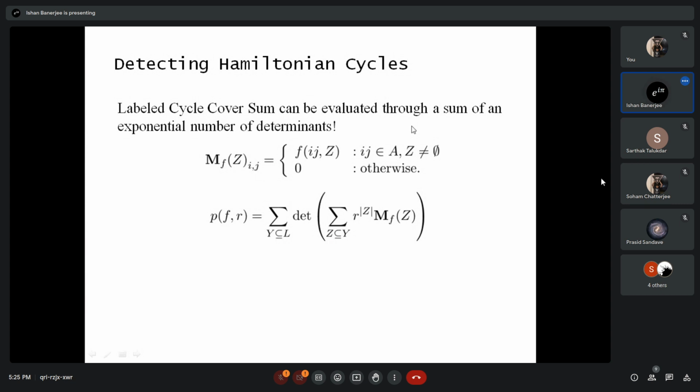This might look a bit complicated, and I know it's difficult to memorize, but it is pretty important in future results. And this is a remarkable result. We are associating the sum of determinants and the label cycle cover sum. Again, I'm not going into the proof of this. I'll be sharing the paper, and if you are interested, you can have a look. But this is a remarkable result where we are associating a sum of an exponential number of determinants with label cycle covers.